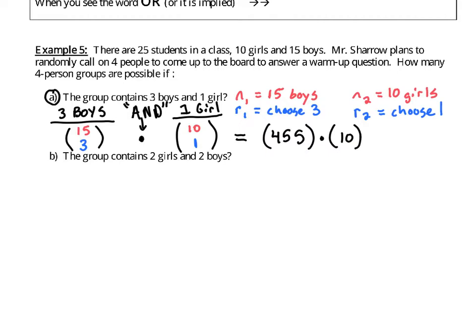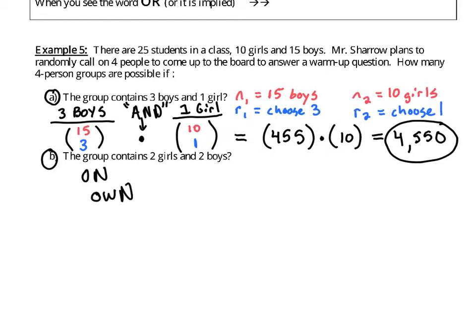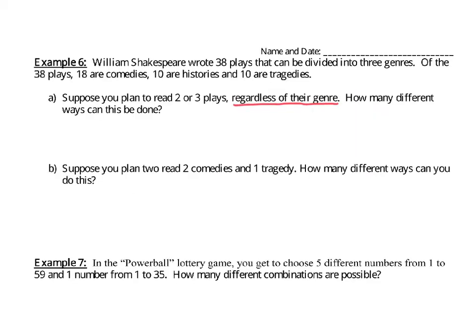So we're going to take these combination values and multiply them together. So by using my calculator to compute the combination values, I figure there are 455 different ways we can select 3 boys out of 15, and there are 10 ways we can choose 1 girl out of 10. We will multiply those values together, which will give us 4,550 different 4-person groups which contain 3 boys and 1 girl. Please try example 5b on your own using the same reasoning in example 5a. The only difference is the scenario has changed in number of boys and number of girls you're choosing.